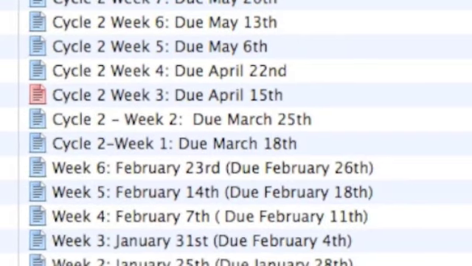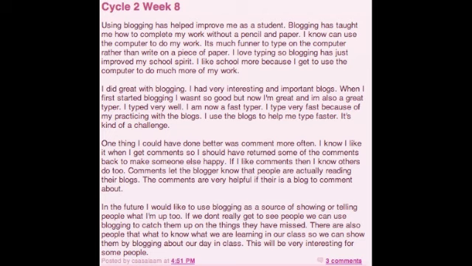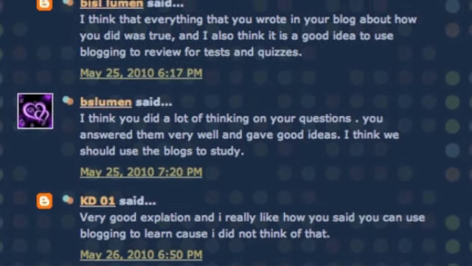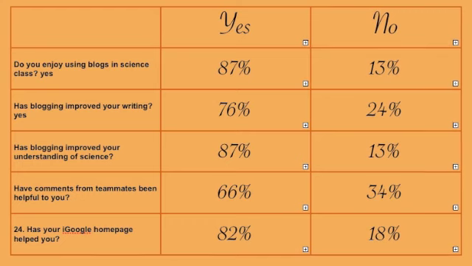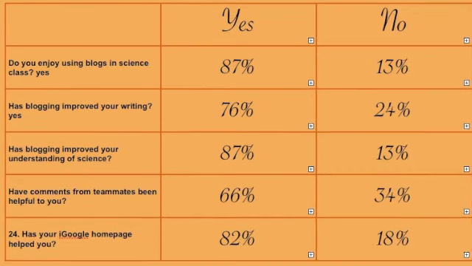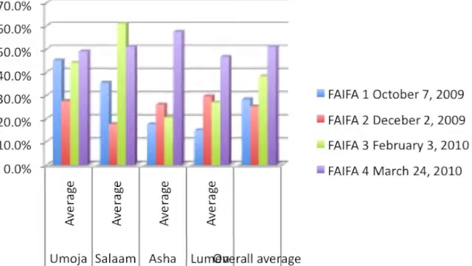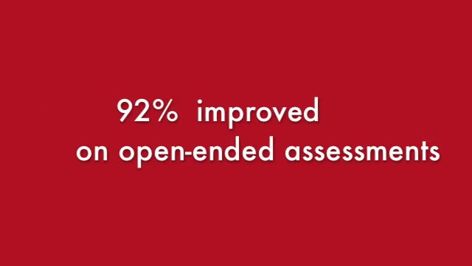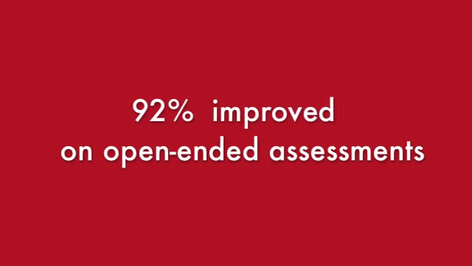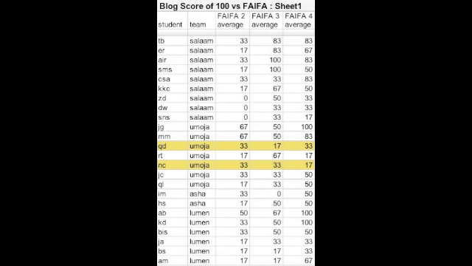Throughout the many weeks of blogging, students did improve on the amount of writing that they did, but they also improved on the type of comments that they were giving to each other. Their overall motivation towards science class improved, as well as towards their blog. And most importantly, their standardized open-ended test scores did improve. 92% of students who consistently blogged each week also improved on their open-ended assessment scores from the second assessment to the fourth.